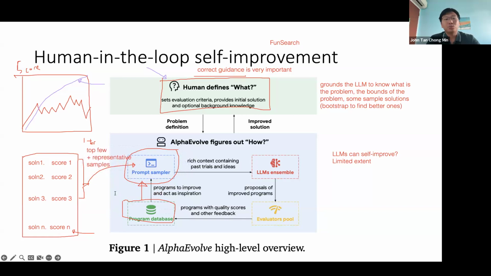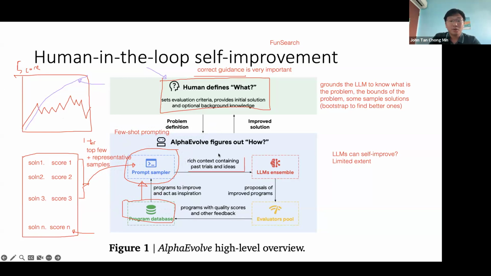So the idea is that you sample some solutions so that you can give a few-shot prompt to the LLM, with the scores, so that the LLM knows, hey, this solution used to get quite a good score, maybe I should evolve from that solution. Right. So this is the prompt sampler.